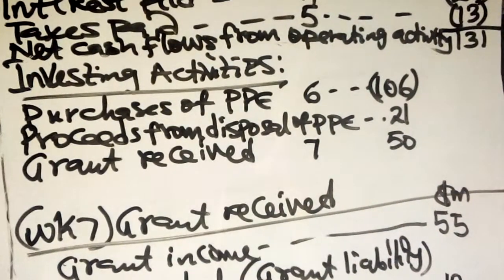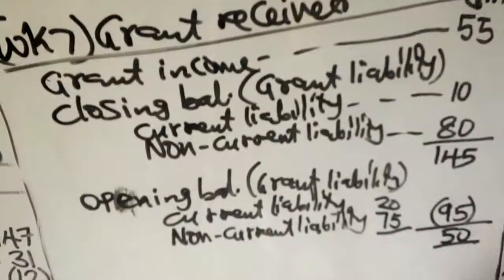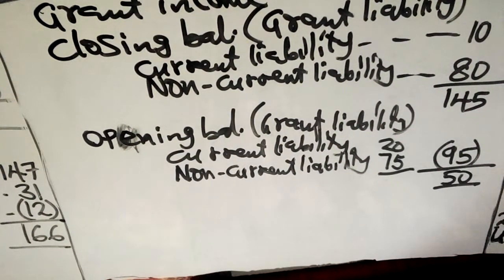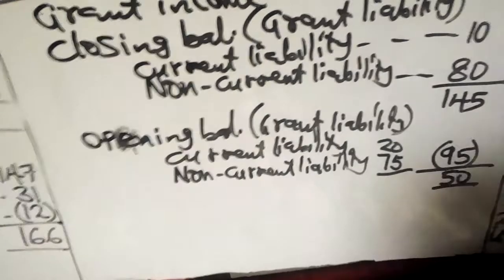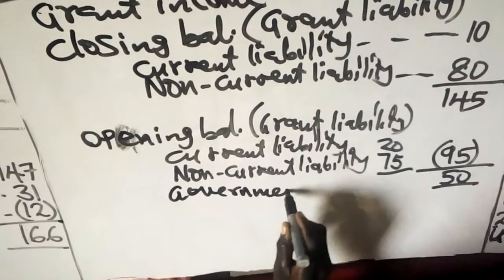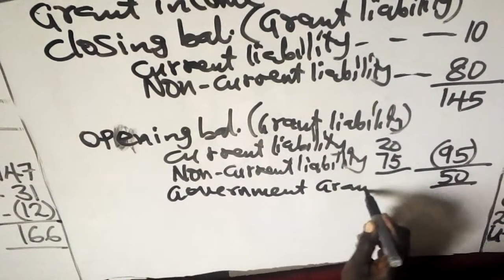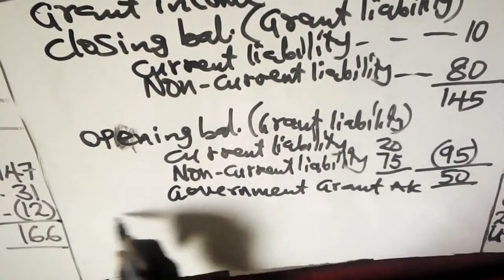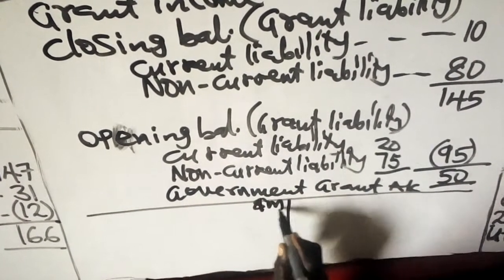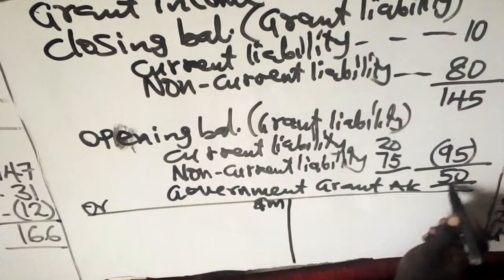So if you don't want to use the statement format, you may also use the T format like this. So you open a government grant account. This is the debit side and this is the credit side.